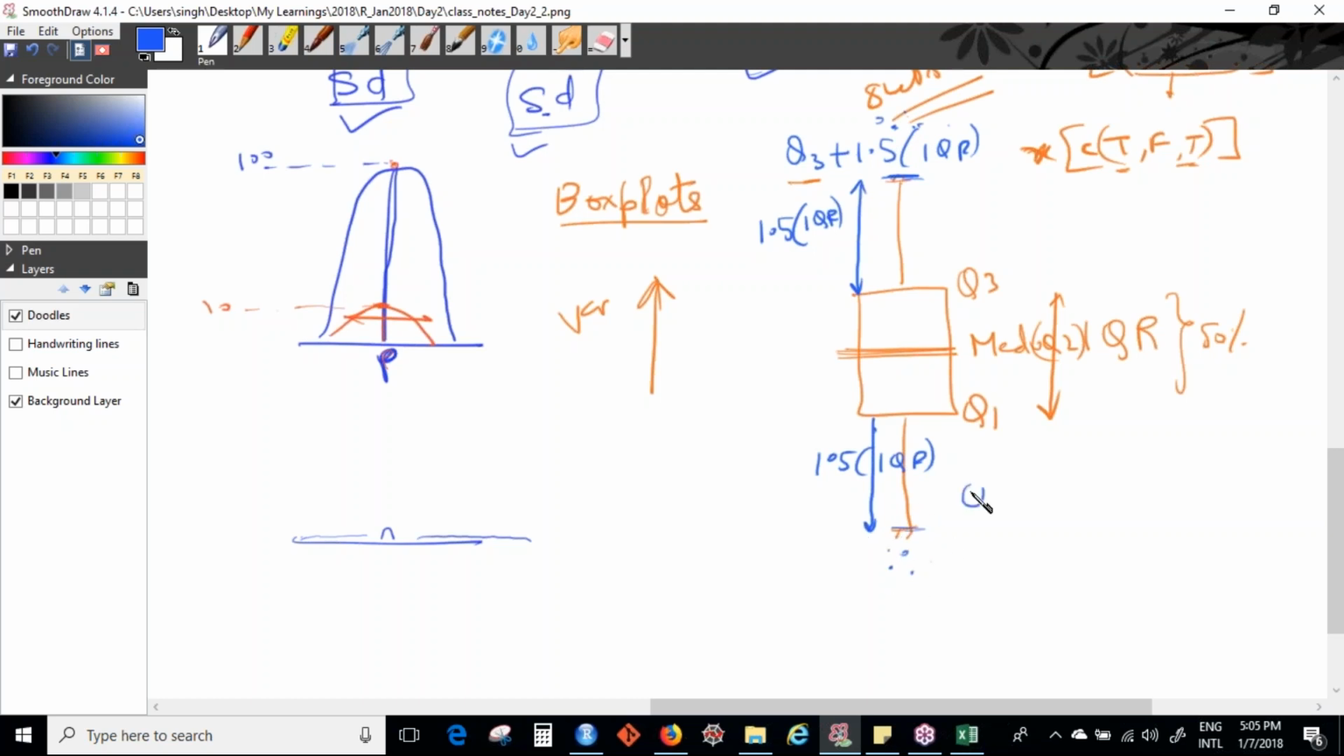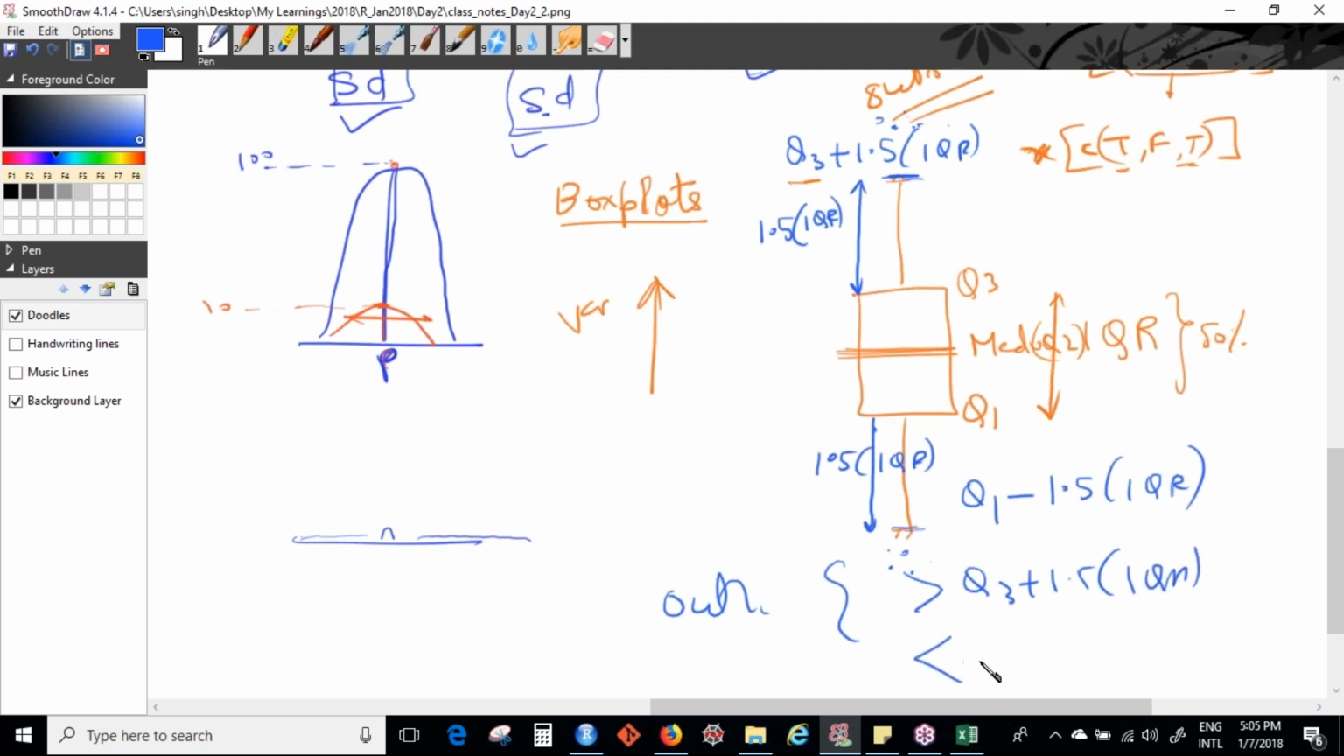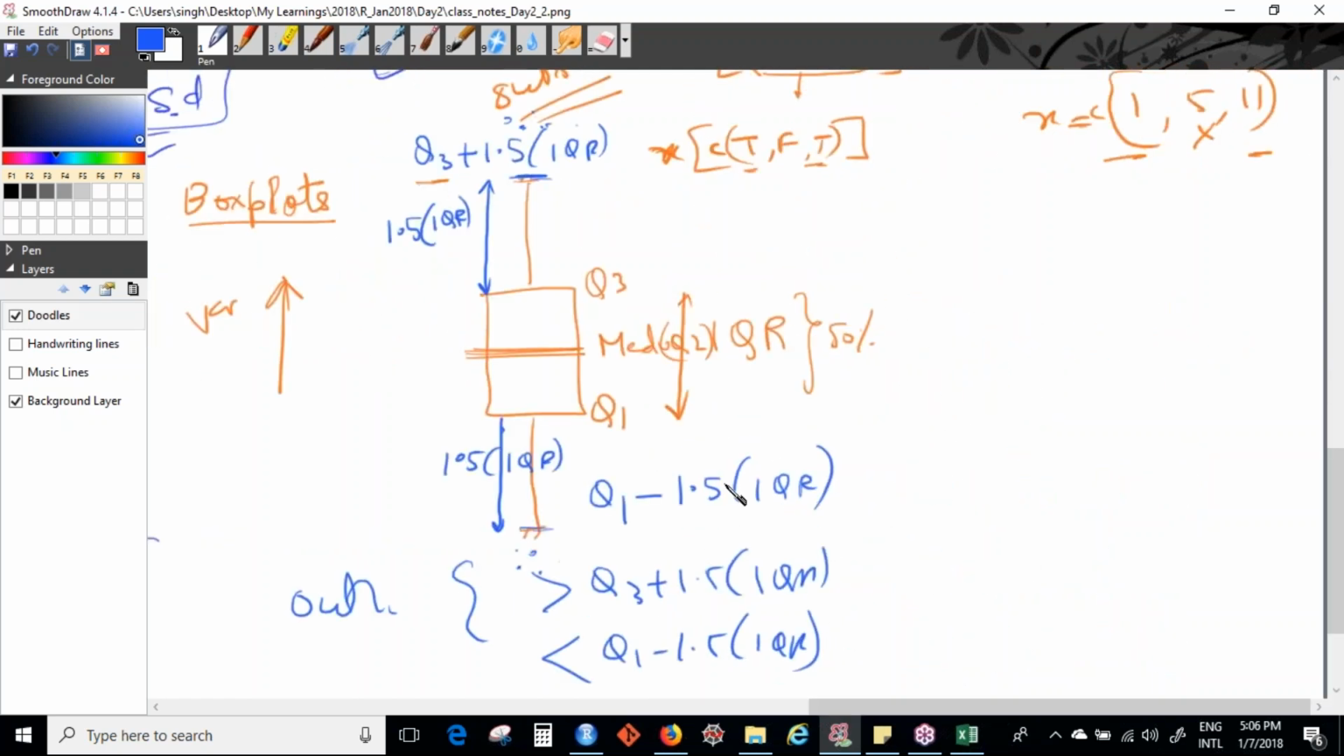This point is Q1, and you go minus this distance: Q1 minus 1.5 times IQR. So outliers are all the points above Q3 plus 1.5 times IQR or below Q1 minus 1.5 times IQR. That is your box plot. Is it okay, guys? Box plot.